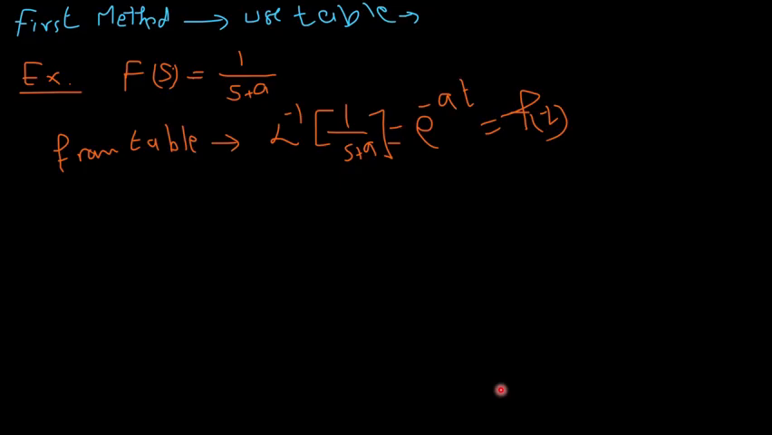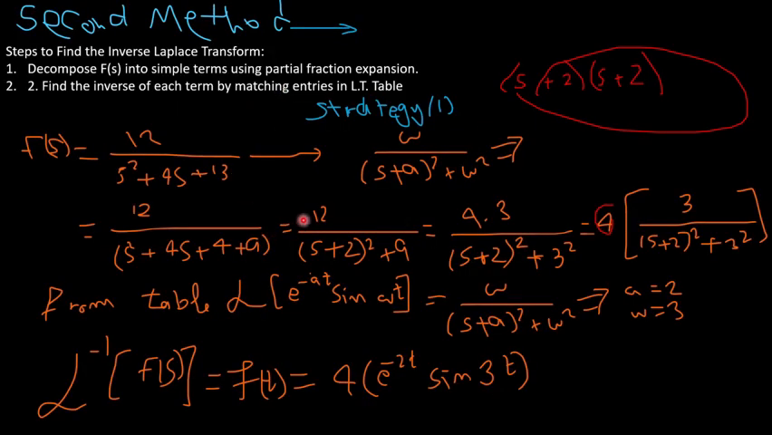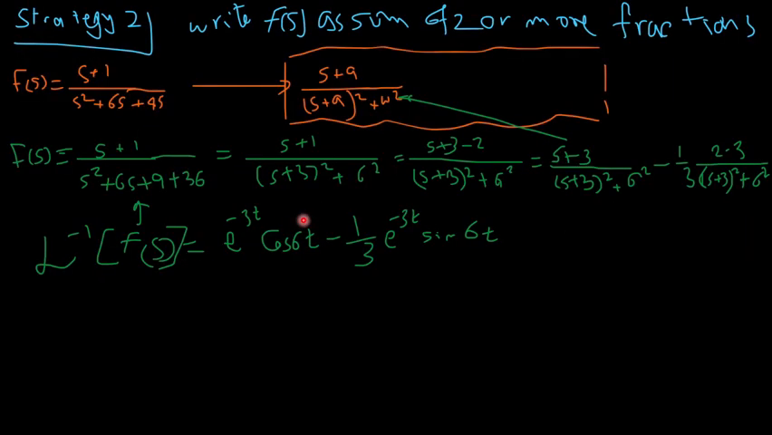If it is there exactly as the F of s you have, you found f of t. If not, it can be similar, so just try to manipulate it. It can be more difficult, like the example we have: s plus 1 divided by s squared plus 6s plus 45. If we check the table, we can find an entry in the column for the frequency domain as s plus a divided by s plus a squared plus omega squared.